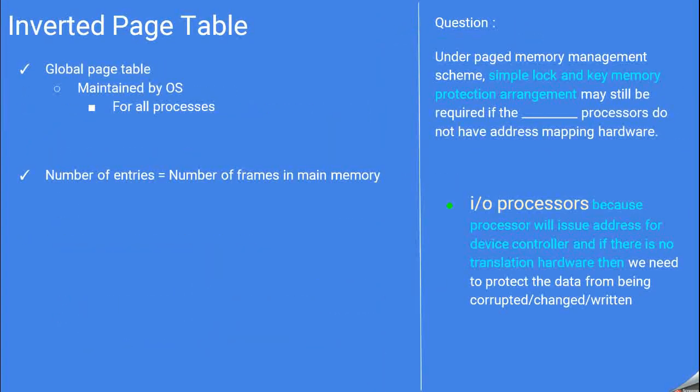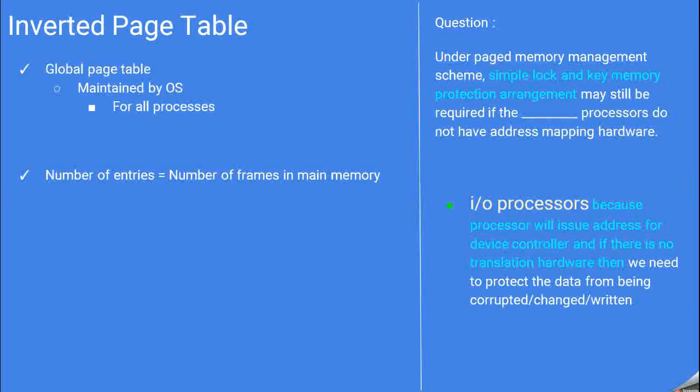Next one, inverted page table. Inverted page table means there is some kind of global page table that is maintained by the operating system for all the processes. The number of entries in the inverted page table is equal to the total number of frames in the main memory.